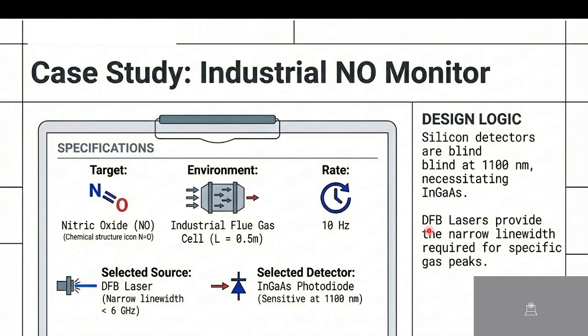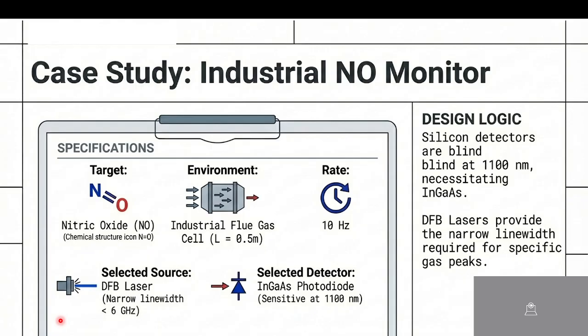Moving towards an industrial application, nitric oxide monitoring, where the industrial flue gas has a cell length of around 0.5 meter and a frequency of 10 hertz. The selected source is a DFB laser, a distributed feedback laser, with a narrow line width of less than 6 gigahertz. The design logic: silicon detectors are blind at 1100 nanometer, so we need to use indium gallium arsenide.